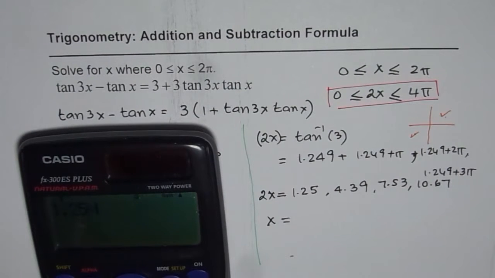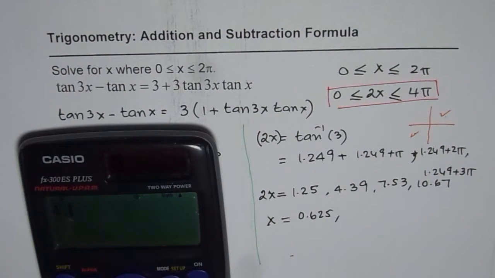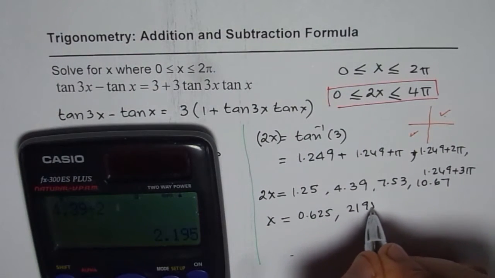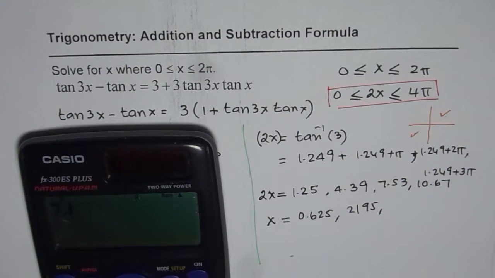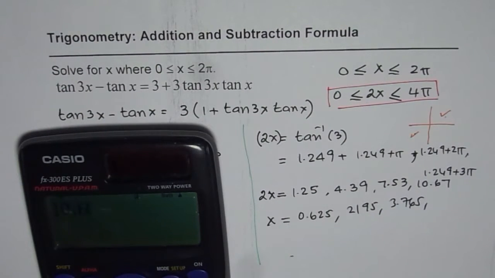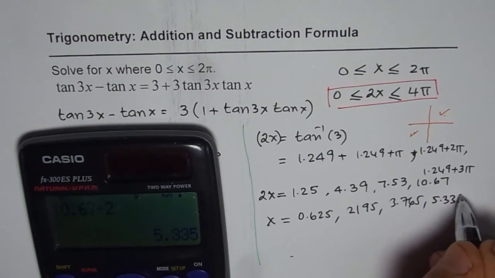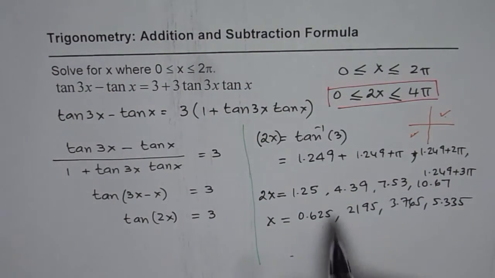So 1.25 divided by 2 is 0.625. The other angle is 4.39 divided by 2, which will be 2.195. 7.53 divided by 2 will be 3.765, and then we have 10.67 divided by 2 equals 5.335, right? So in radians we get these four solutions for the given question.